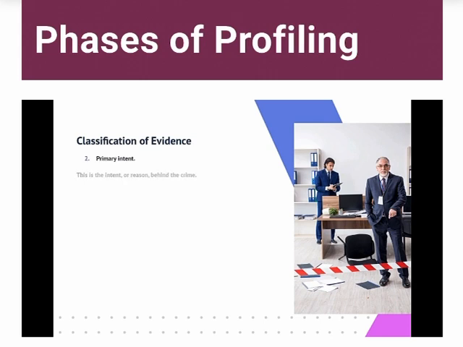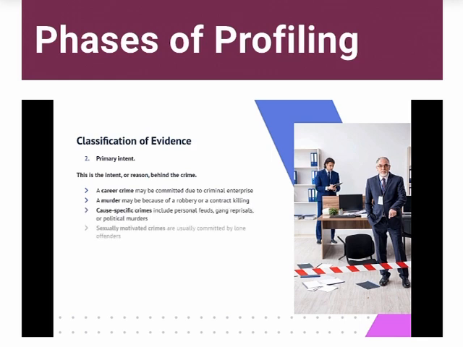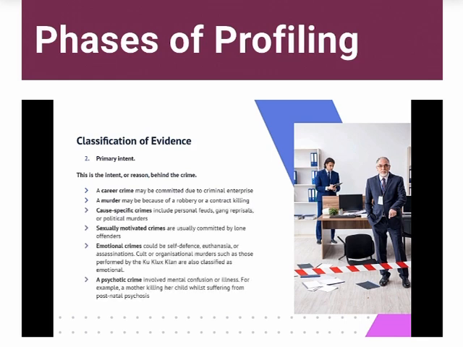2. Primary intent. This is the intent, or reason, behind the crime. A career crime may be committed due to criminal enterprise. A murder may be because of a robbery or a contract killing. Cause-specific crimes include personal feuds, gang reprisals, or political murders. Sexually motivated crimes are usually committed by lone offenders.